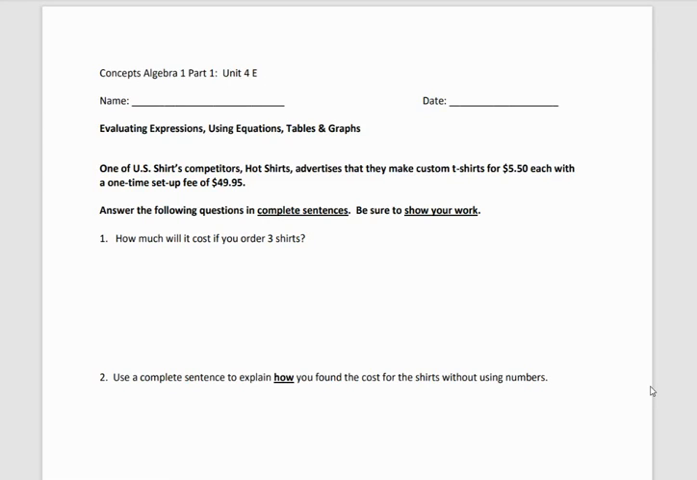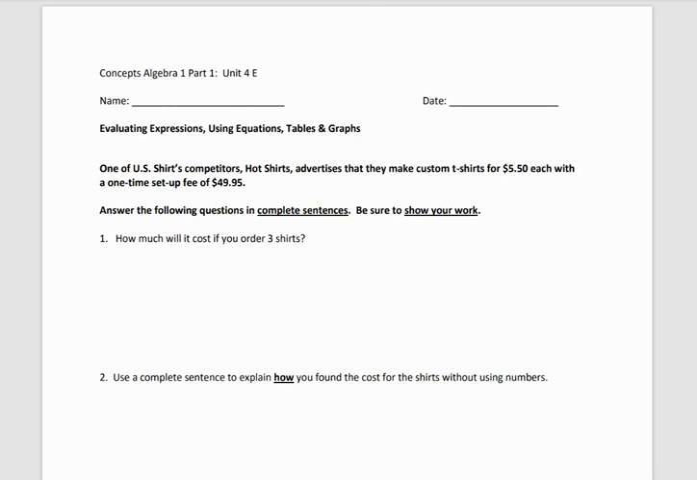Okay, so let's get started then with 4E. So let's read the scenario. It says that one of U.S. Shirts' competitors, Hot Shirts, so your data from last night's homework was about U.S. Shirts, so that's where that's coming from. But their competitors, Hot Shirts, advertises that they make custom shirts for $5.50 each and then a setup fee of $49.95. How much will 3 shirts cost? So answer the following with complete sentences and show your work.